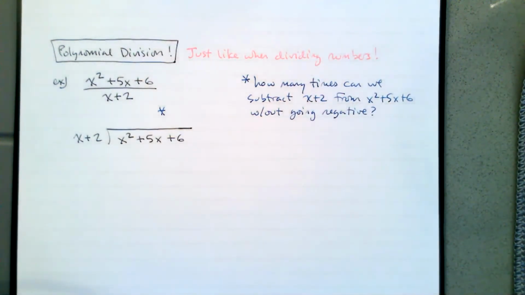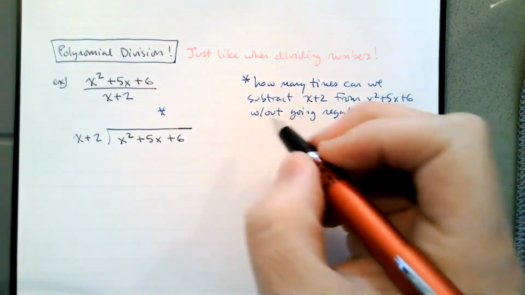I want to try to apply the same question that we had before. How many times can we subtract x plus 2 from x squared plus 5x plus 6 without going negative? In the same way that I asked the question, how many times can we subtract 3 from 22 without going negative? But when we look at what we're trying to subtract, an x plus 2 from an x squared plus 5x plus 6, I can't subtract an x from an x squared. I have to make them like terms. I need to make x and x squared like terms so that we can subtract.